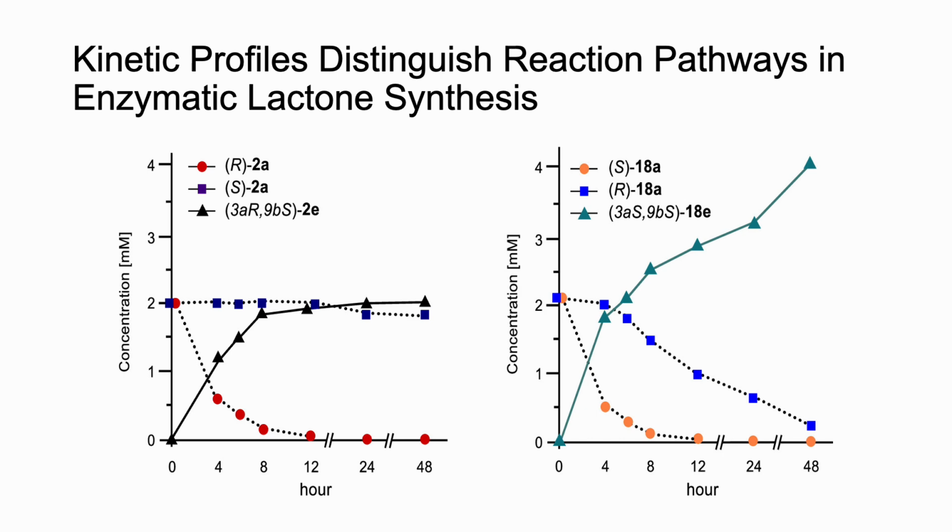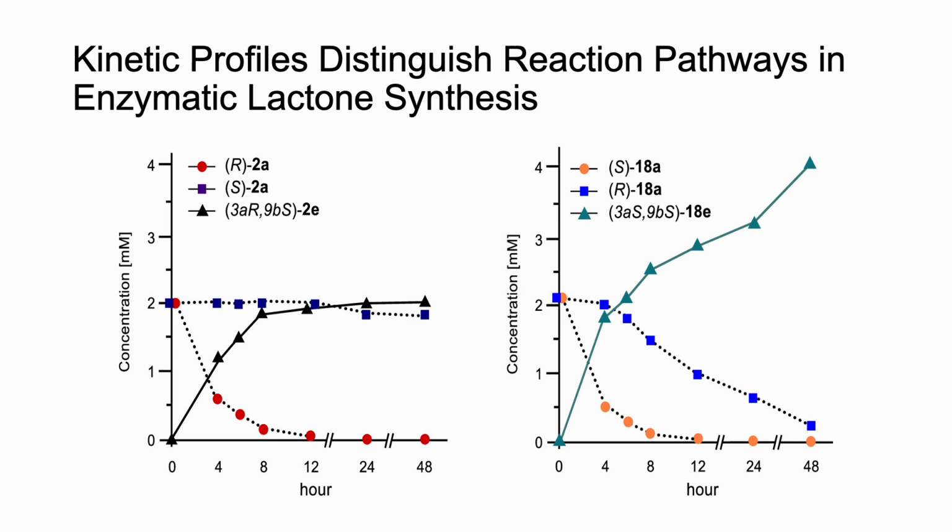The figure on the left shows the concentration change curves when the substrate 2A is involved in the reaction. In this system, R2A is rapidly consumed, while the concentration of S2A remains almost unchanged, while the products 3AR and 9BS 2E accumulate. This trend suggests that the enzyme is only active on one of the enantiomers, and that the S body is largely unresponsive. So the reaction follows the classical KRAR mechanism of kinetic resolution and asymmetric reduction.